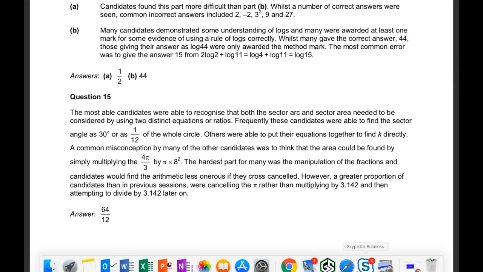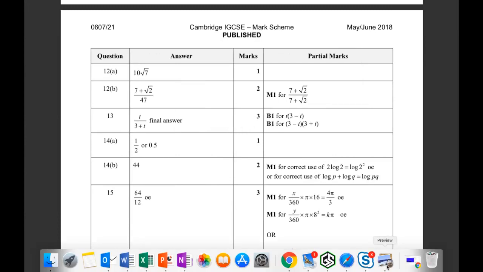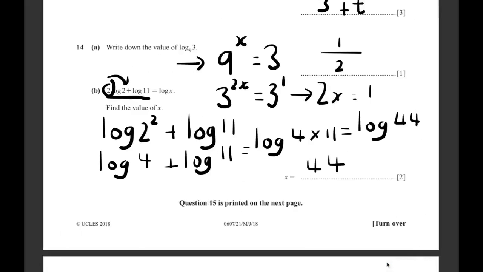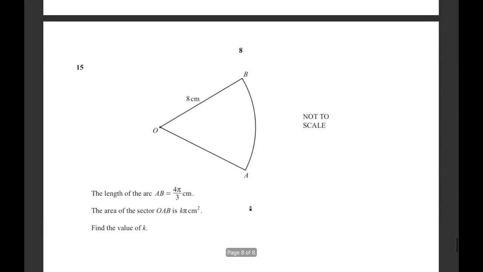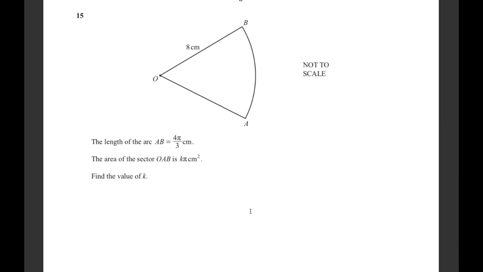Right, question 15 is our last question. And let's have a look here. So, question 15, always tricky. Last question. Length of the arc AB is 4 pi over 3 centimeters. Area of the sector is k pi centimeters squared. Find the value of k.